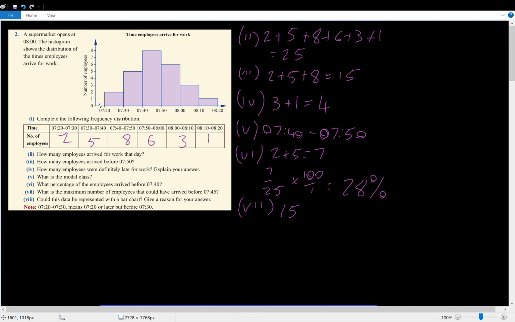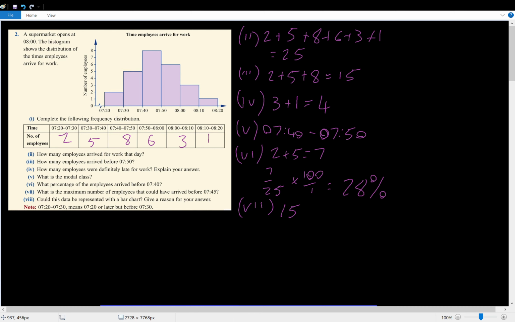And for our last part of this question, part 8, we're asked could this data be represented with a bar chart? Realistically, no. Even if we knew the time that every single person arrived for work specifically, there's still not going to be enough data points to actually put a bar chart together, because again, it is entirely likely that they all arrived at completely different times. So for example, the 8 people that arrived between 7:40 and 7:50 could have all arrived at exactly different times, which means that our bar chart, if we try to put one together, would just be a list of times and a bar that is one section high in each one.